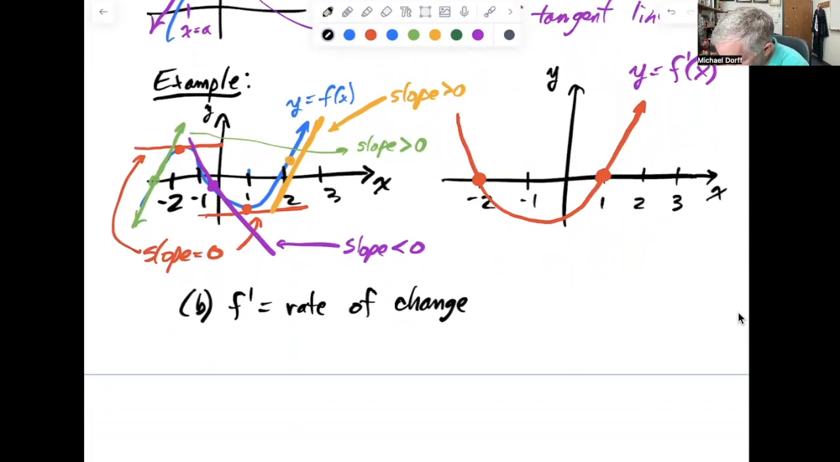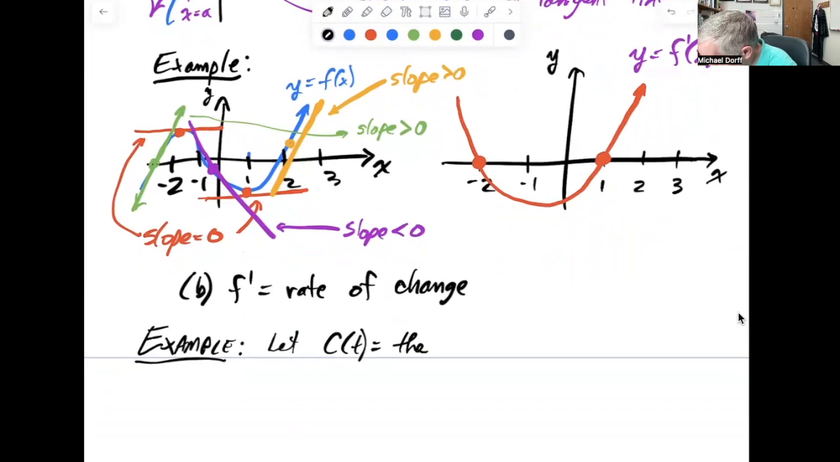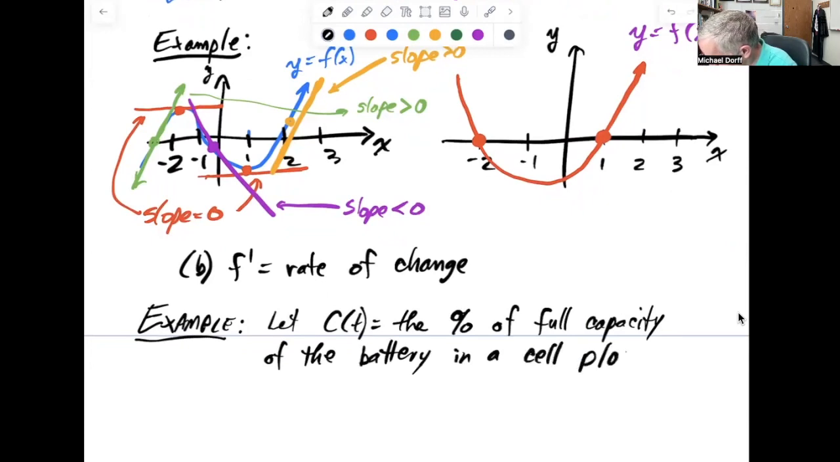So, for example, suppose, let's do an example here. Let C of t equal the percentage of full capacity of the battery in a cell phone. All right. So t would represent time. We'll just say maybe in hours, we think of that.